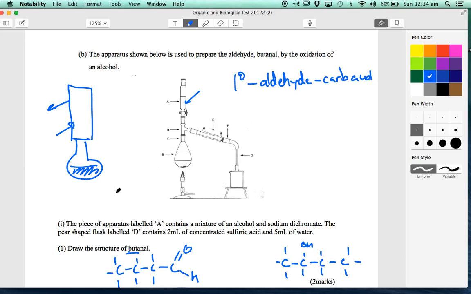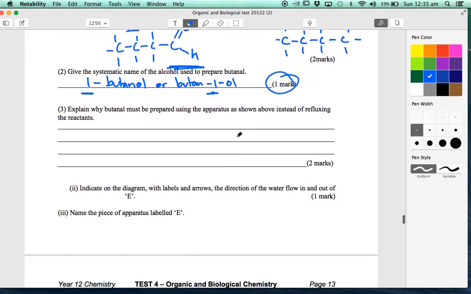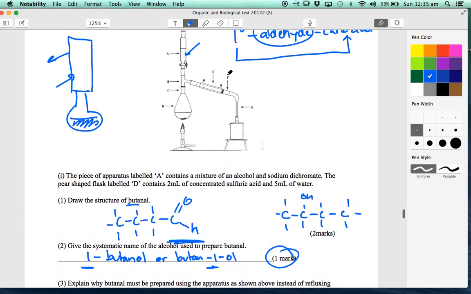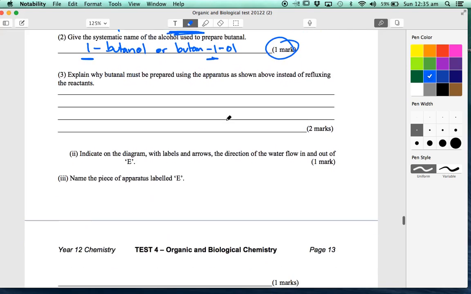So if I refluxed it, what would you expect to get? That's right, if I kept refluxing, I would go straight from my primary alcohol to my carboxylic acid and miss this aldehyde step altogether. So you have to put your Liebig condenser here in this distillation type setup, because you have to set it to a certain temperature so you know the aldehyde is coming off first before the carboxylic acid. It says indicate on the diagram the direction of water flow in and out. So here we have water coming in here and water coming out there, because we push the water uphill, get it to defy gravity.